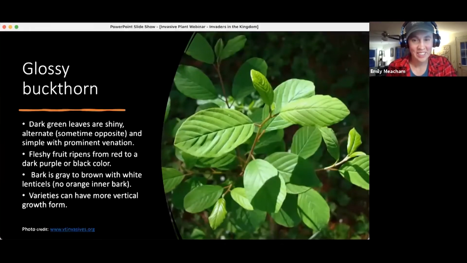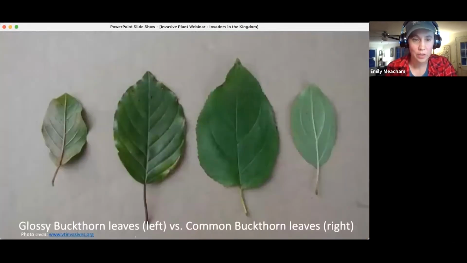Moving right along. It has similar leaf and leaf arrangement and similar fruit, but it does have a simple prominent venation instead of that parallel venation, and has a slightly smoother leaf margin. I'll have another photo comparing the leaves next. There usually isn't a spiky point. Another distinguishing feature for glossy versus common is that the glossy buckthorn does not have that bright orange inner bark. It just has that gray-brown bark. So here's a comparison slide of the buckthorn leaves.